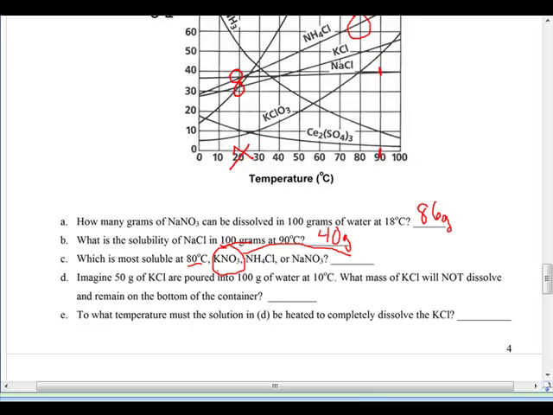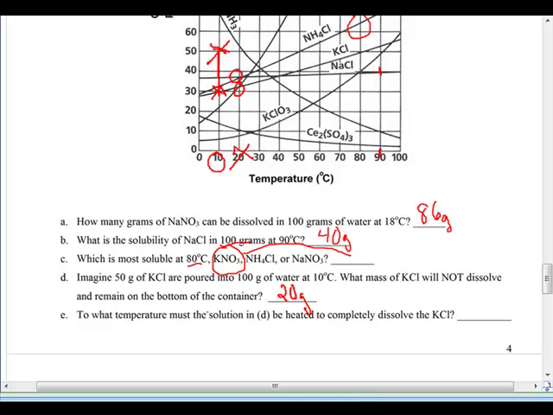All right, letter D. Imagine 50 grams KCl are poured into 100 grams of water at 10 degrees. What mass of KCl will not dissolve and remain on the bottom? So we'll find our curve KCl right here, and we're dealing with 10 degrees, so find your temperature. There's your temp. And it says we put in 50, so there's a point right there. 50 grams are added in. But according to the curve, we can only get in right there. So that's a difference of 10, 20. So 20 grams is going to sit at the bottom because we're 20 grams above the line.